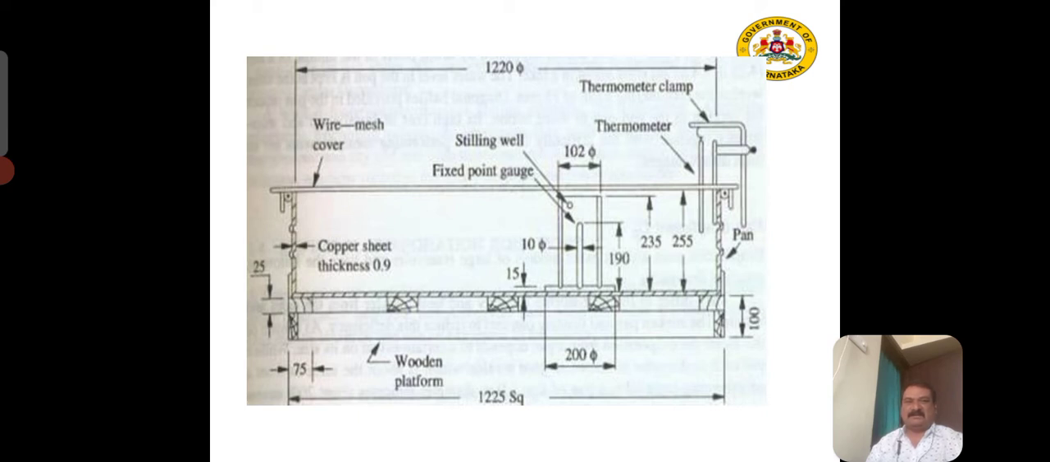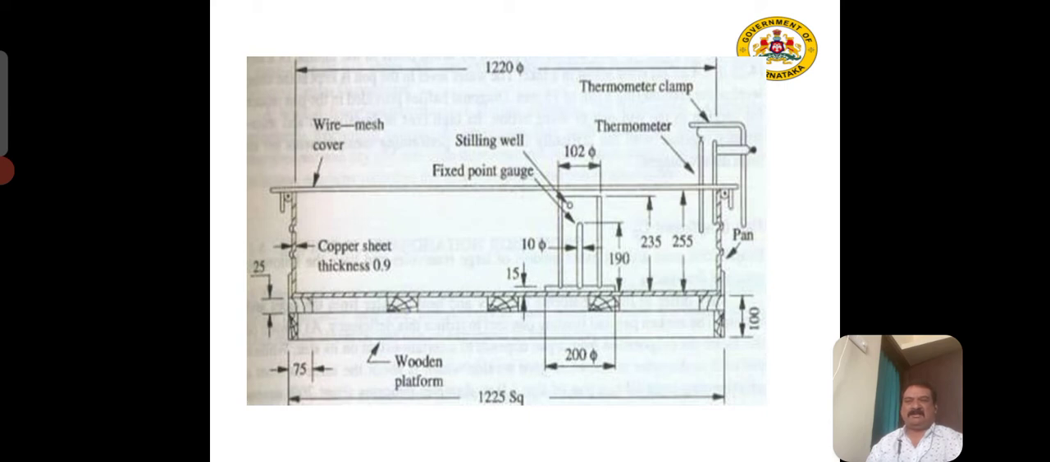So in this figure, the thermometer is shown, the thermometer clamp is shown, then a circular copper vessel of 1220 mm effective diameter, 255 mm depth, and a wall thickness of 0.9 mm is shown. Apart from this, a wire mesh cover with hexagonal opening is provided at the top to prevent the entry of foreign matter. A fixed gauge housed in a stilling well, as shown in the figure, is provided.